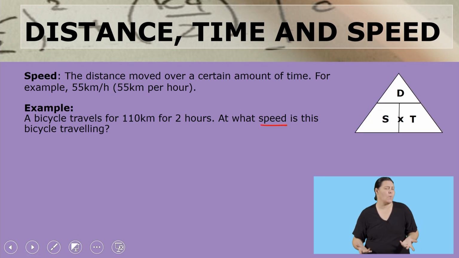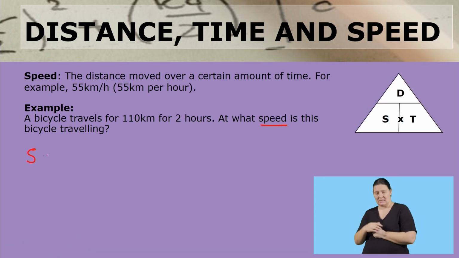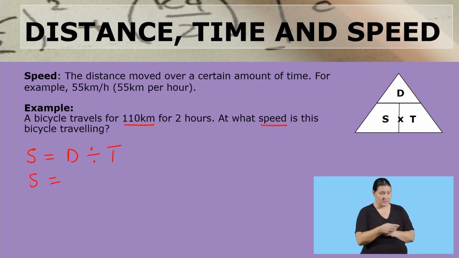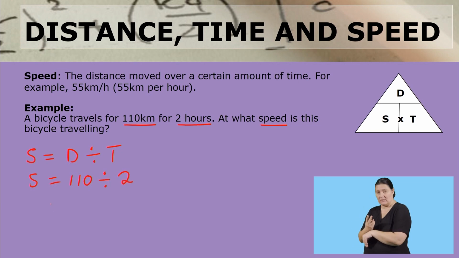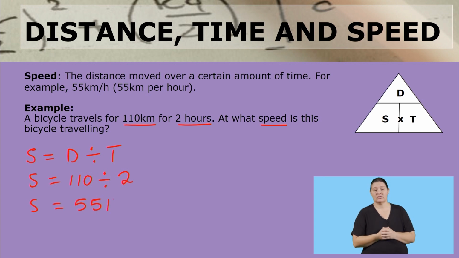Again, we are going to use our diagram. So speed is equal to distance divided by time. When we continue with that, we've been given the distance, which is 110 kilometers, and we've been given the time, which is 2 hours. Our speed is going to be 55 kilometers per hour.